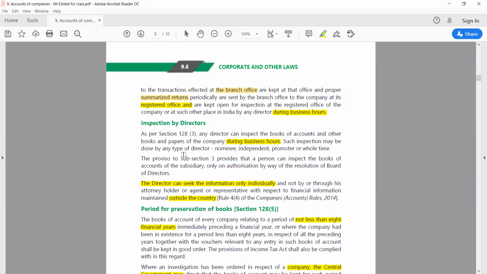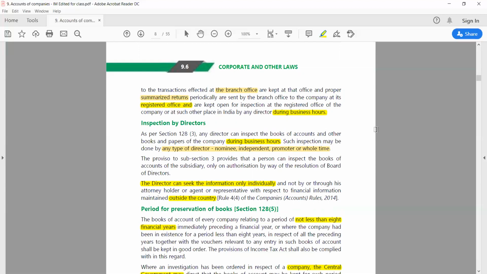Inspection by directors. Can you do it? Yes. During business hours, it can be by any type of director: nominee, independent director, promoter director, whole-time director. Guys, we would not have studied anything about directors here because it starts from section 149, which is your CA final syllabus. So don't think why we are not able to remember all that. We have not studied it. We are going to study it in the CA final. So put the basics strong.